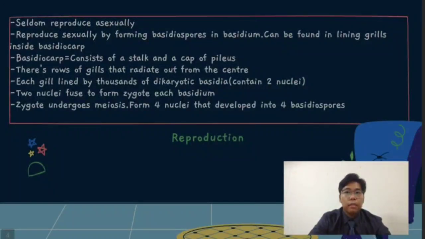Each gill is lined by thousands of basidia that contain two nuclei. The two nuclei fuse to form a zygote in each basidium, and the zygote undergoes meiosis. As a result of this meiosis, four nuclei are formed that develop into four basidiospores.